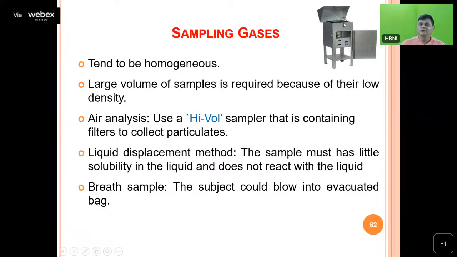Particles of more than 10 micron will be collected on this, and particles of less than 10 micron will come on this. Bottles are there. So this is how we use the high volume sampler for collecting this dust. There are also cyclonic-based dust samplers. And then there are some liquid displacement techniques that we can use.